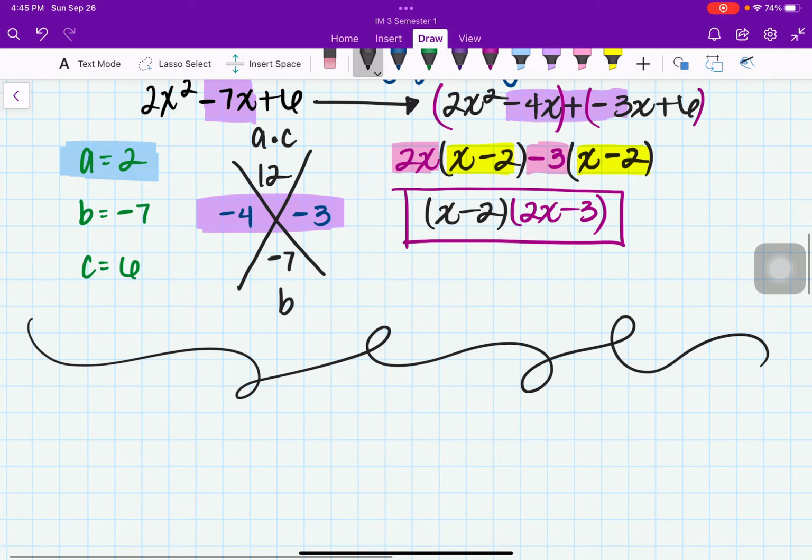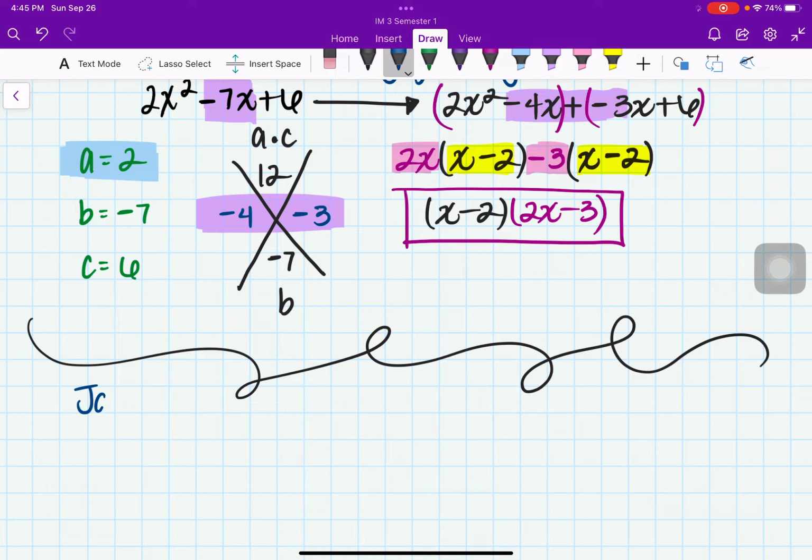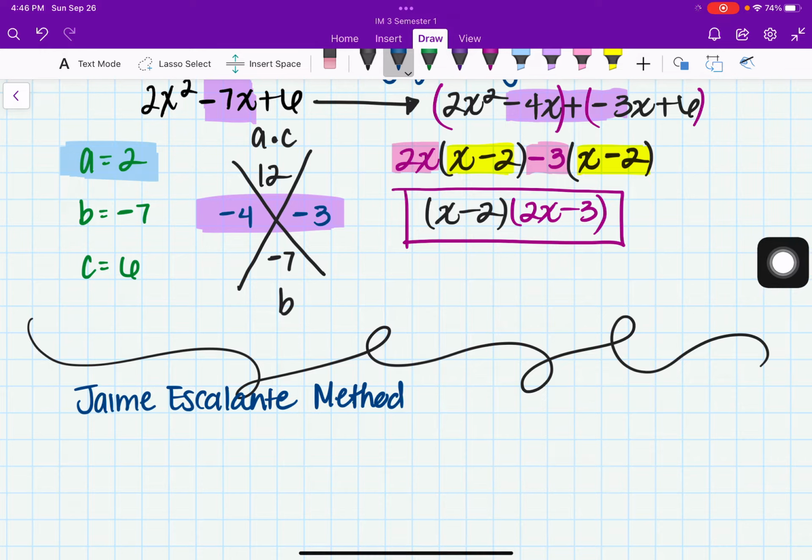So in this case, with the Jaime Escalante method, I'm going to do it on the bottom here. What it does in this case is we're going to repeat the same process of identifying A, B, and C. And we're going to build our diamond.